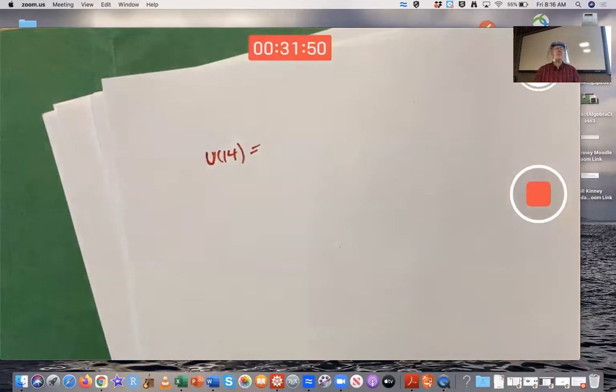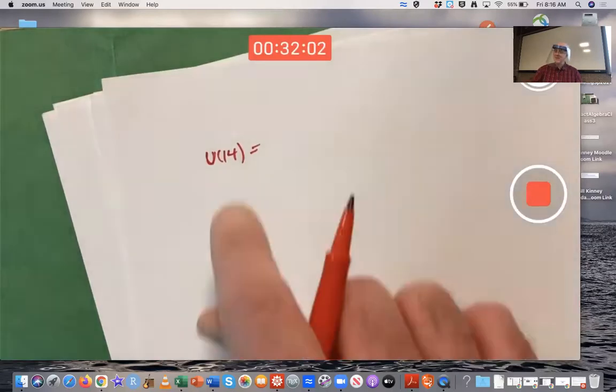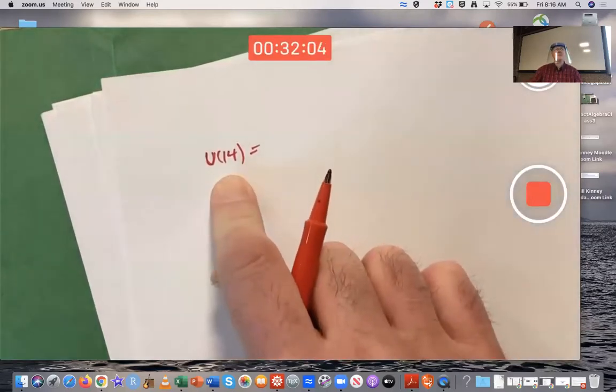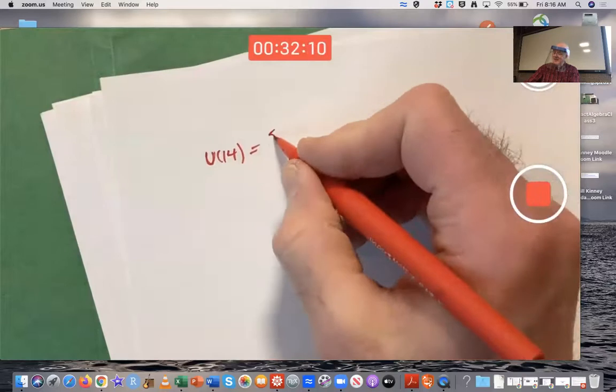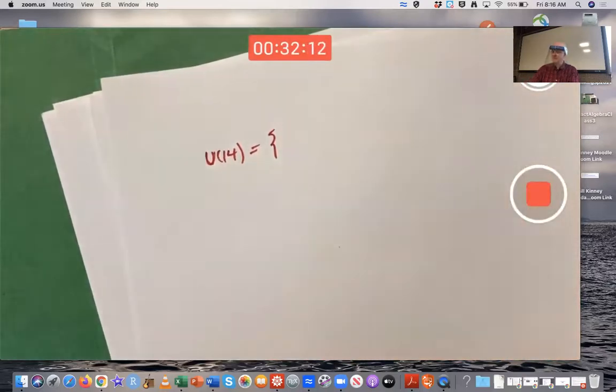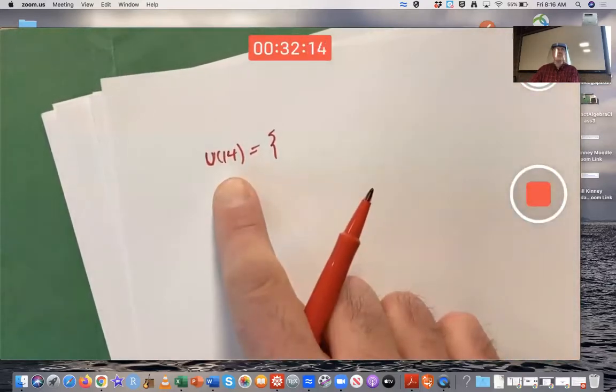Remember what these are. It's the group of units where the operation is multiplication mod whatever quantity is in there, 14 in this case, as a set. It's the set of all positive integers less than 14 in this case that are relatively prime to 14.